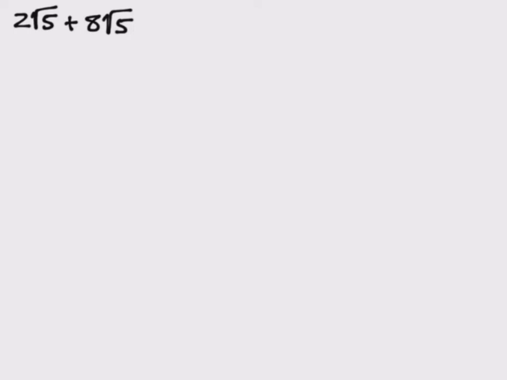Alright, let's try adding and subtracting some radical expressions and see what happens. For instance, 2 times the square root of 5 plus 8 times the square root of 5. Now, I bet if I'd given you a slightly different problem like 2a plus 8a, you'd probably have no doubt in your mind that the sum was 10a, and you'd be absolutely right.